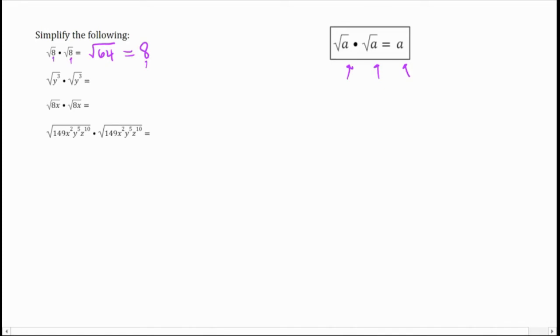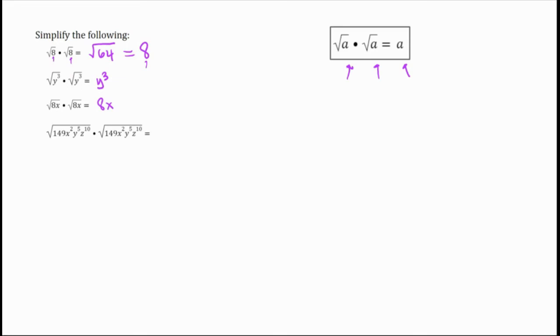The same works with anything with variables, where since I have y to the power of 3 in the square root times y to the power of 3 in the square root, then my final answer is just y to the power of 3. No matter what's on the inside, as long as it is the same, these square roots end up canceling out when you're multiplying them together. It's really the inverse operation.